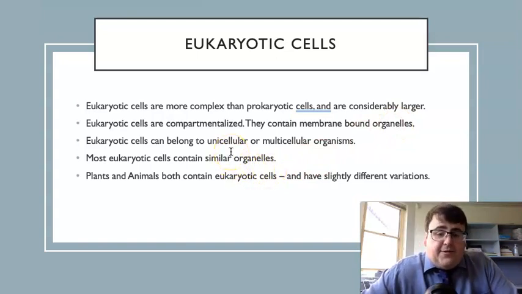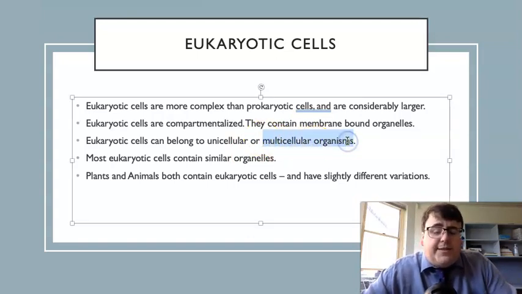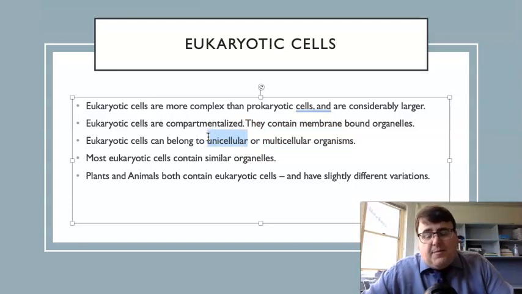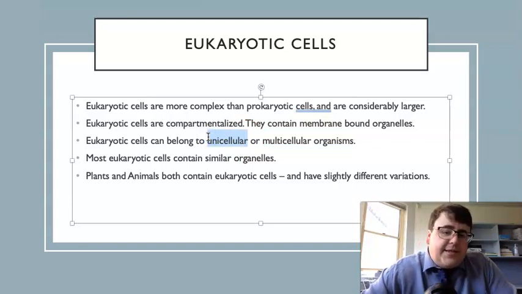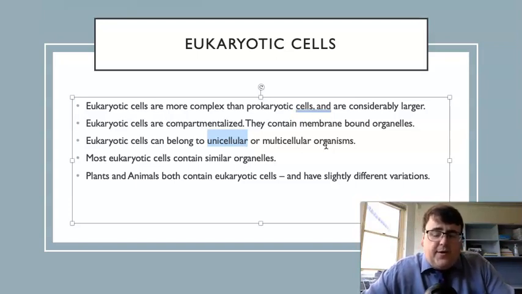Now, eukaryotic cells can be unicellular or multicellular. So, for example, we are made up of eukaryotic cells, so we would fit under multicellular organisms. Something like yeast, that's used for bread and beer making, is going to be unicellular. It's a single-celled organism. Generally, most eukaryotic cells are going to have the same organelles. There are, of course, some minor differences.